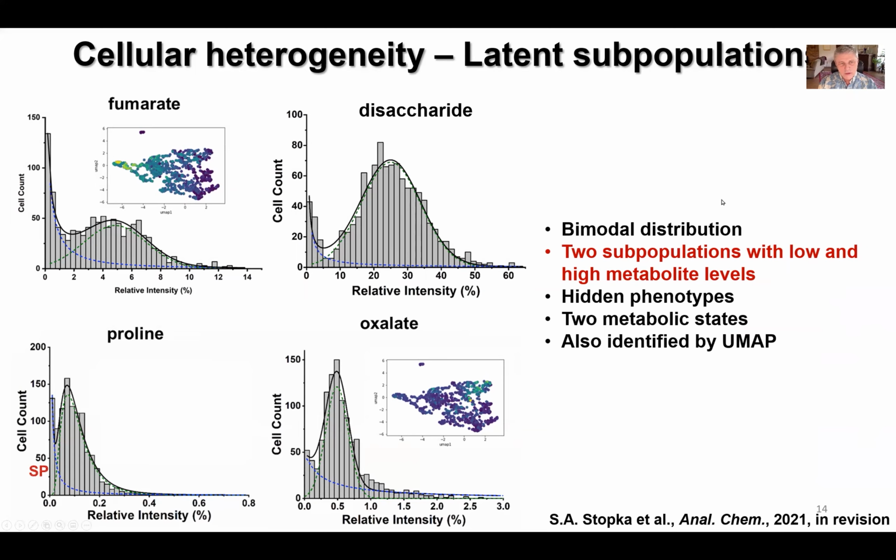And then we took a closer look again at the bimodal distributions and noticed that when you decompose it into two subpopulations, we have this high mean and low mean values. This is really an indication of two distinct subpopulations, although they are hidden. When you do bulk analysis, you wouldn't be able to discern these two subpopulations. So we call these hidden phenotypes or hidden subpopulations.